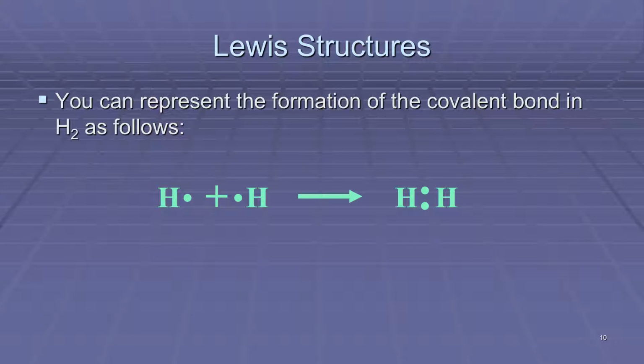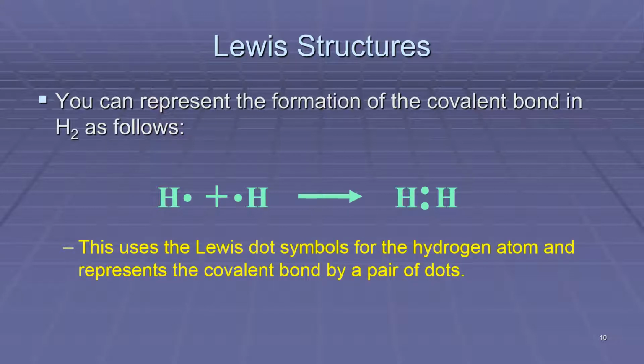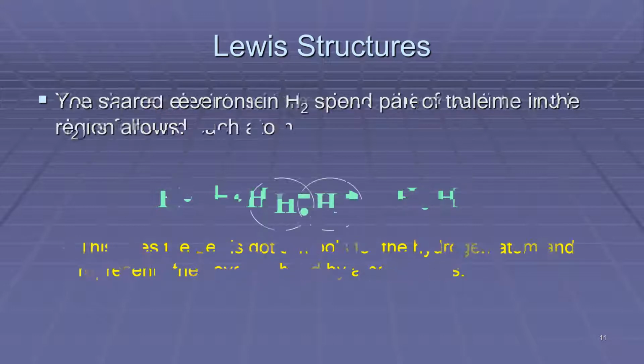So if we take our 2 Lewis dot structures, our hydrogen atom with 1 electron and another hydrogen atom, and then we put the 2 dots between the hydrogen, that represents a bond holding the 2 hydrogen together. So 2 dots generally represent a covalent bond. A lot of times we'll put a dash in place of 2 electrons.